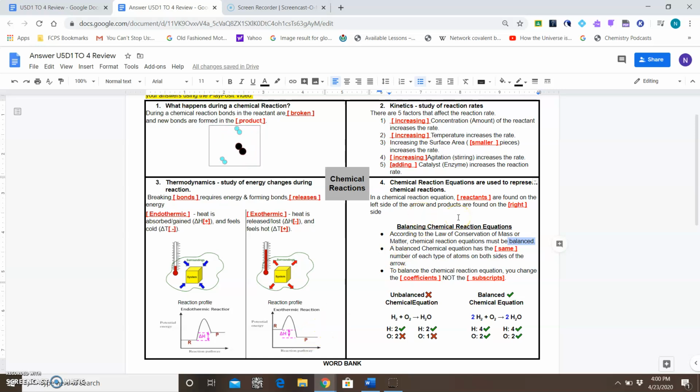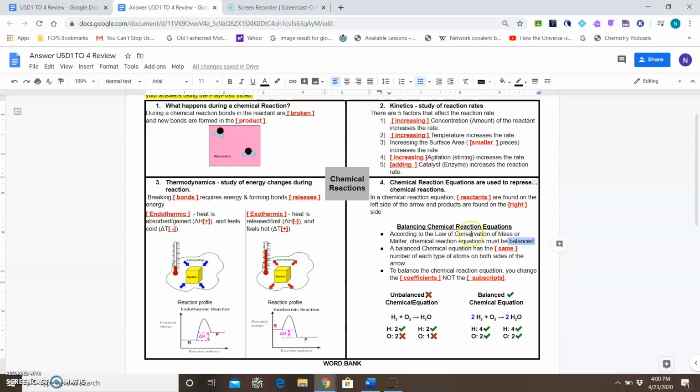All right, last thing, going into chemical reaction equations. These are used to represent chemical reactions, and the main thing in writing a chemical reaction equation like the ones you see at the bottom here is that the reactants are going to be found on the left side of the arrow, and the products are going to be found on the right side. What you're starting with, your reactants, are on the left, and then your products are on the right.